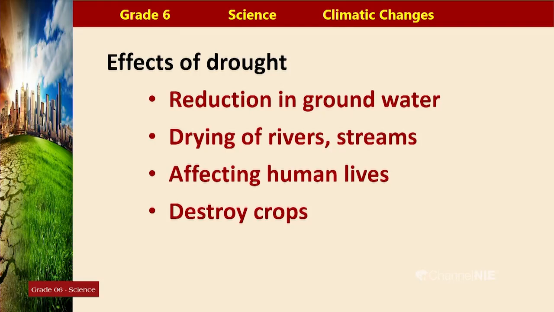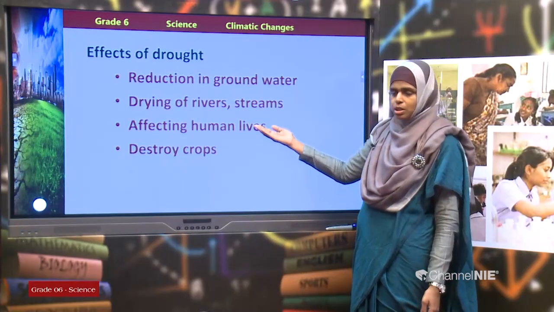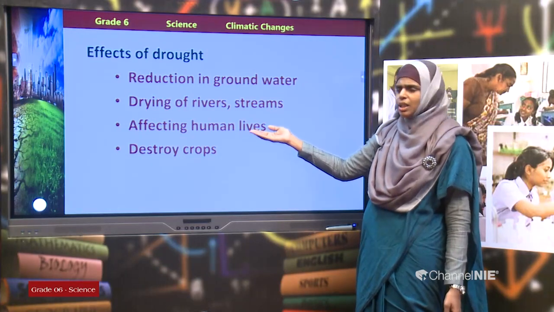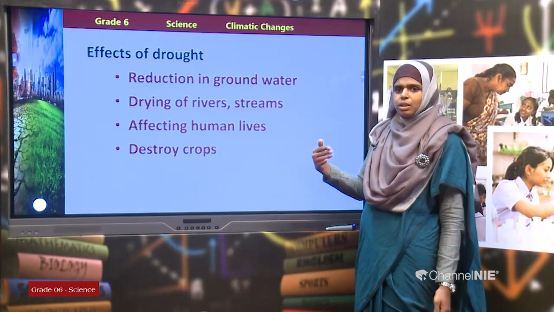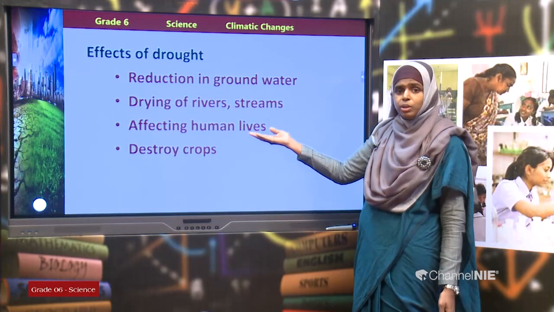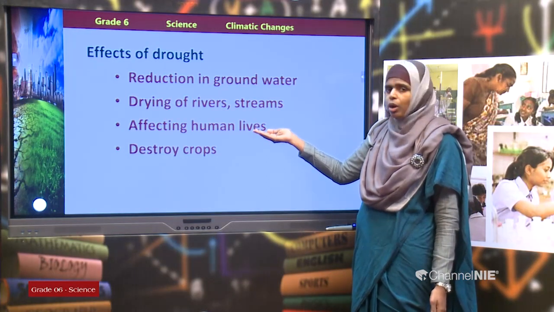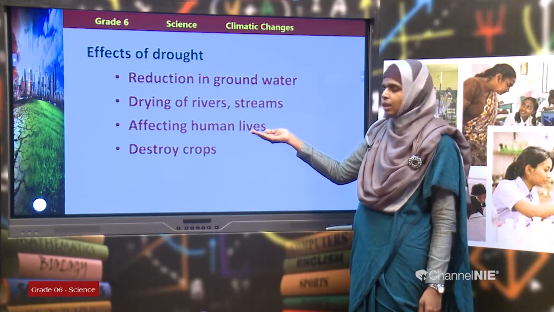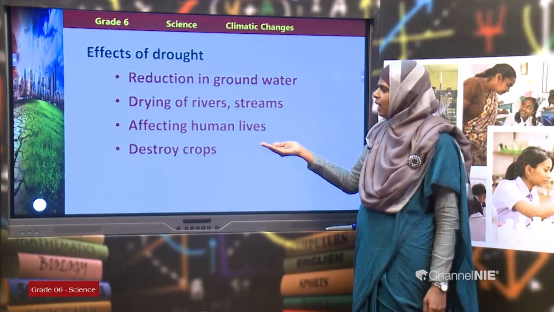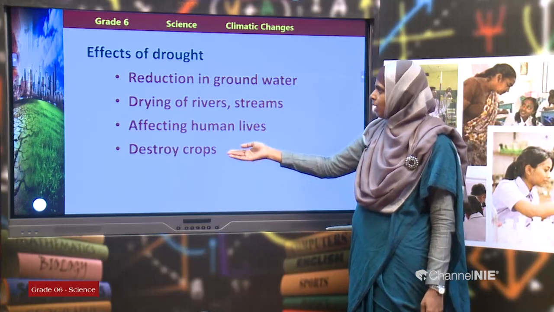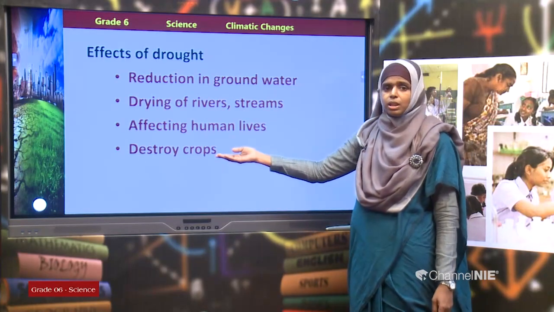People whose main livelihood is agriculture won't be able to continue their source of living. As well, children, it is going to affect the amount of water available for human consumption. People will suffer without water, with difficulty in finding drinking water, and even the animals would die. And also it will destroy the crops.